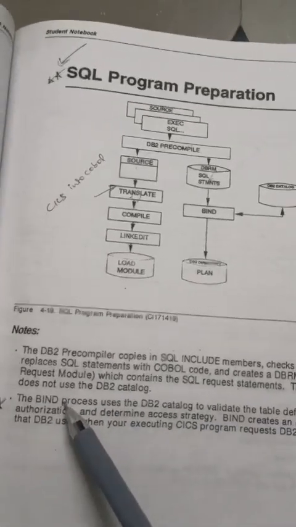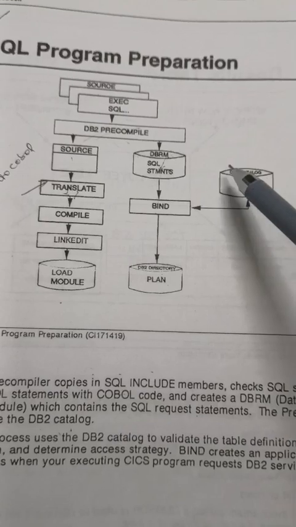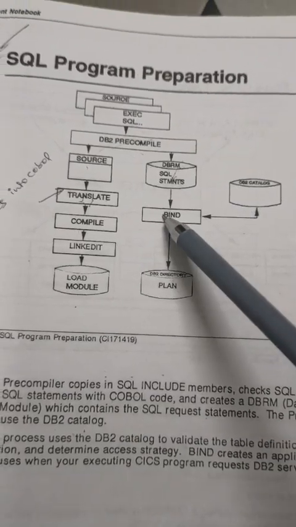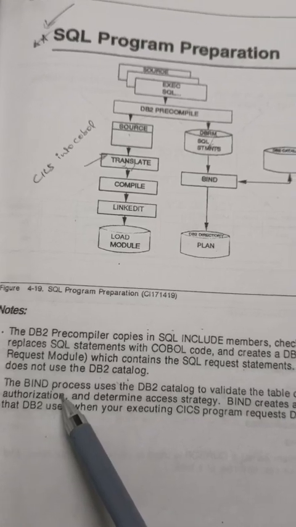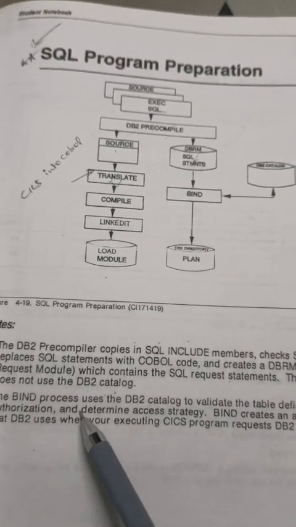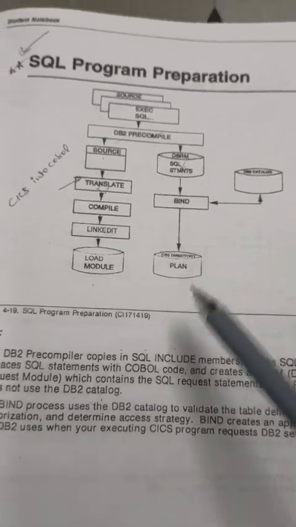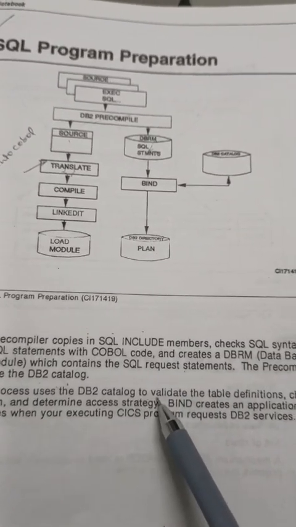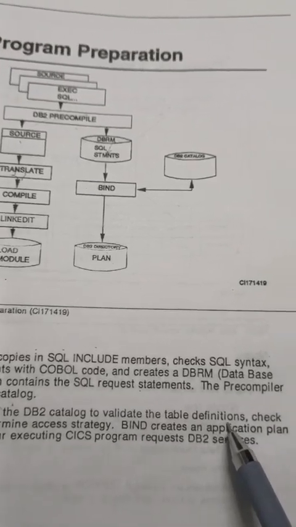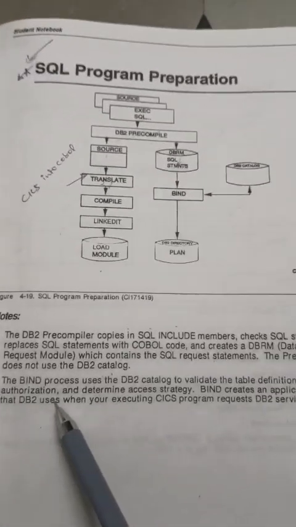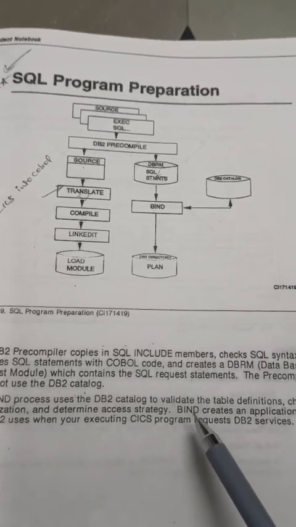The pre-compiler does not use the DB2 catalog. This is the main important point. Where is the DB2 catalog accessed? In the bind operation. The bind process uses the DB2 catalog. What does the bind do with the DB2 catalog? It validates the table definitions, checks for authorization errors, and determines the access strategy.